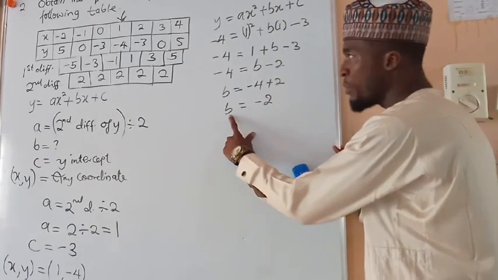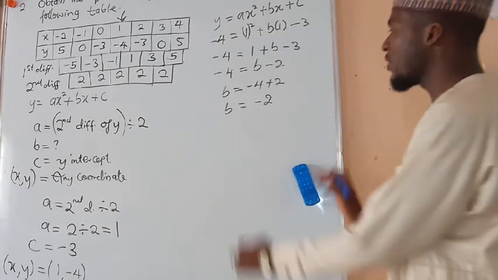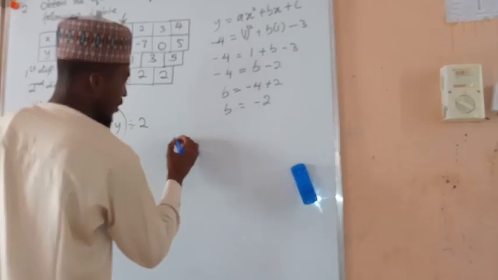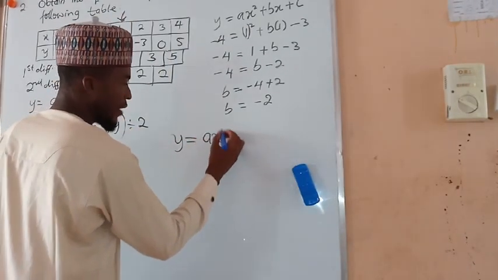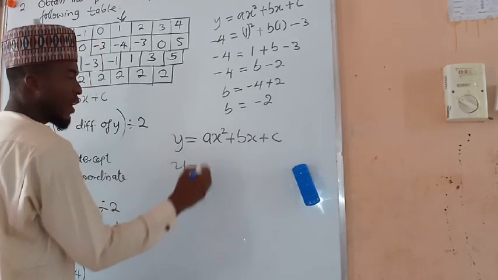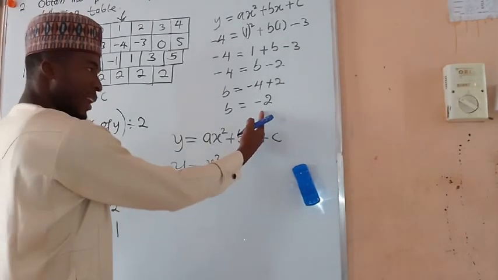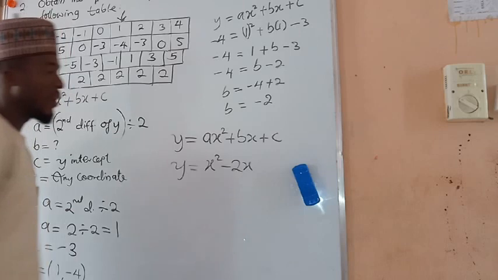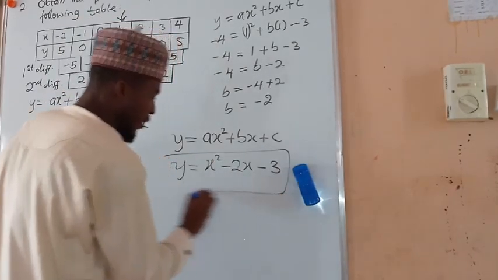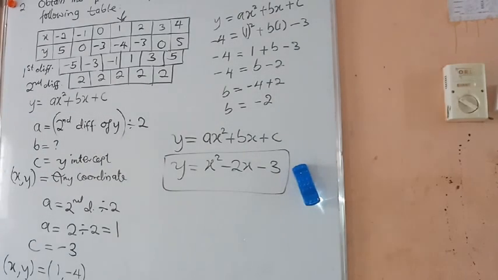So now we know our b, we know our a, we know our c, and we know the value of x. Therefore, we can substitute them back into the main equation. And the main equation is always y equals ax squared plus bx plus c. y is now equal to, our a is 1, so we have only x squared left. Do we know the value of b? Yes, negative 2x. Then what is c? Minus 3. So this is the quadratic equation used to form this particular table. Thanks, sir.